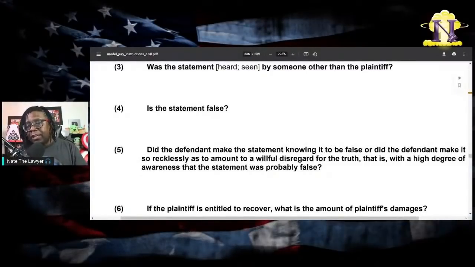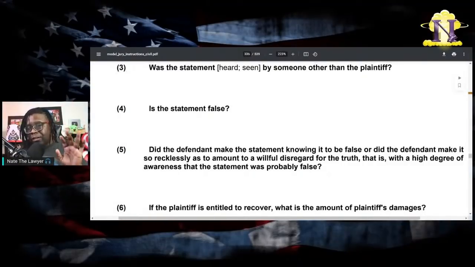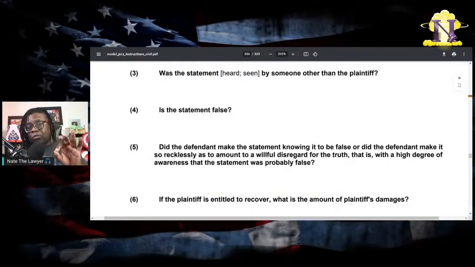Let's go to the next one. Now, again, these jury instructions are linked in the description. You click on them and look at them for yourself. Don't trust me. I pulled them up. This is the court's jury instructions, so I'm taking it right from the source.